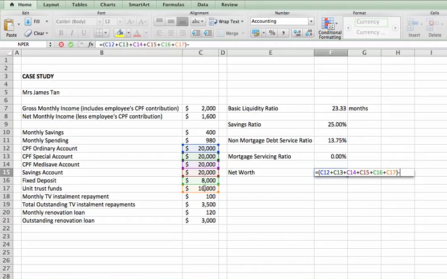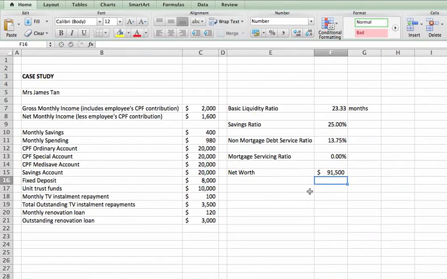Minus away her liabilities. Now, Mrs. Jamestown has a liability of $3,500 on TV installment loans, and also an outstanding renovation loan of $3,000. These are all her liabilities, and we arrive at a final figure of $91,500. This is her financial net worth.